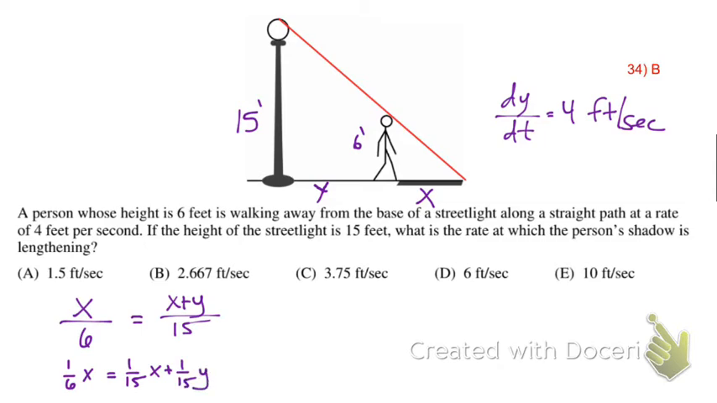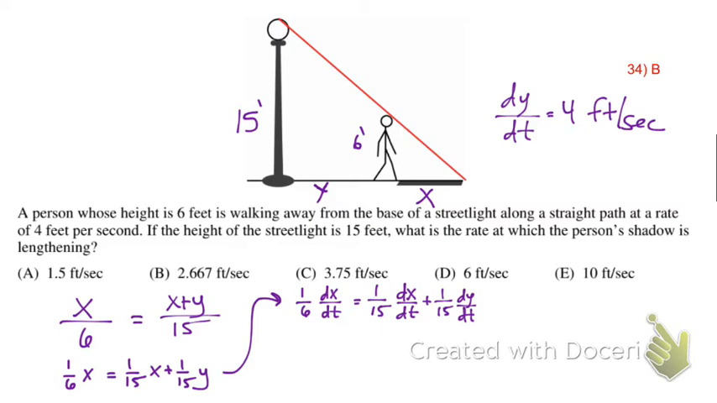If I take the derivative of that, I like it written like that, by the way, because I like these as coefficients rather than fractions. So the derivative of 1/6 x is 1/6 x prime, or dx/dt, I guess I'll write it like that, dx/dt, equals 1/15 dx/dt plus 1/15 dy/dt.